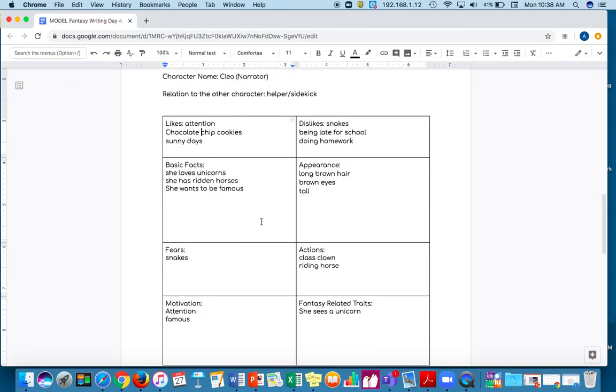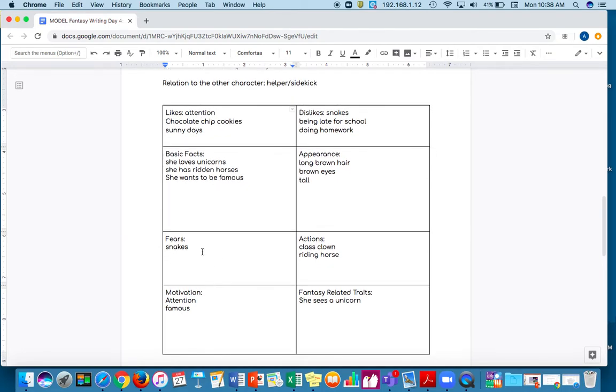Some basic facts about Cleo. She loves unicorns. She's ridden horses, and she wants to be famous. All of those things do come up in our story. Her appearance, I think, when I picture her, she has long brown hair, and she has brown eyes, and she's pretty tall. Her fears, she doesn't like snakes. She's afraid of snakes. That's why it's in her dislikes.